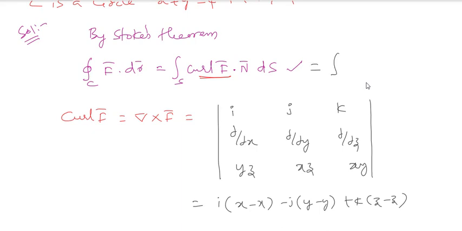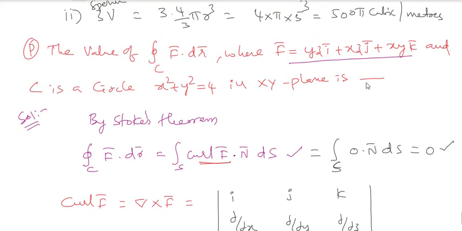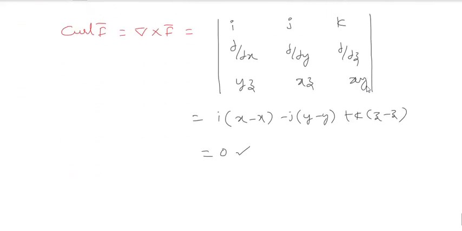This surface integral of curl means what? 0 dot n bar dS. The value is nothing but what? Directly 0. That's it or not? So this value will be directly 0. That is how you have to calculate the problems. So try to check it out.